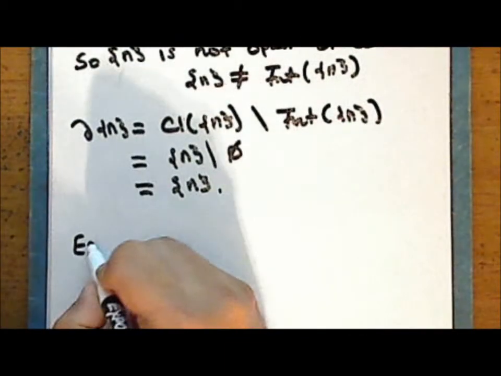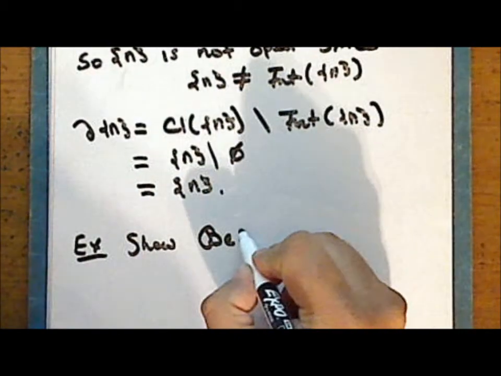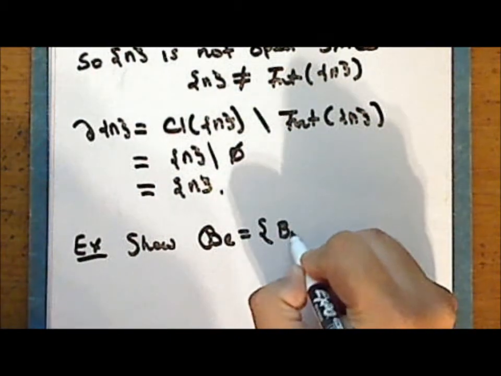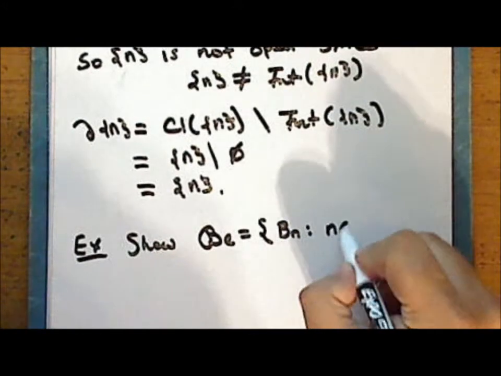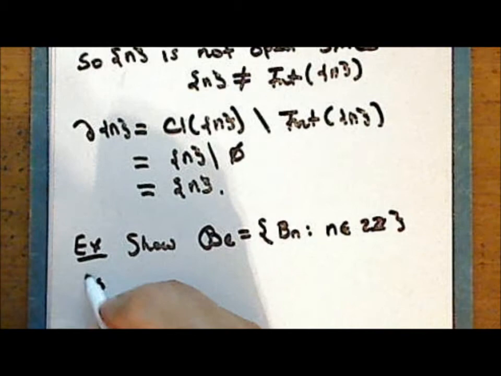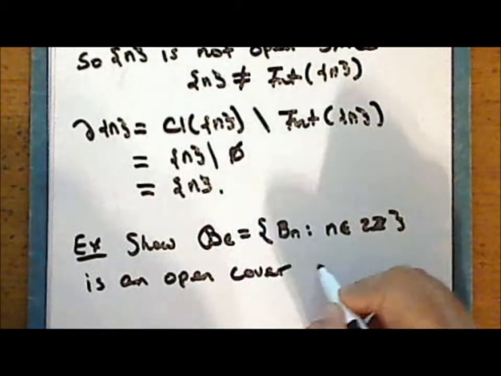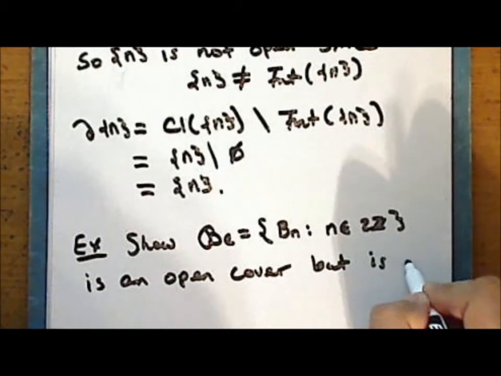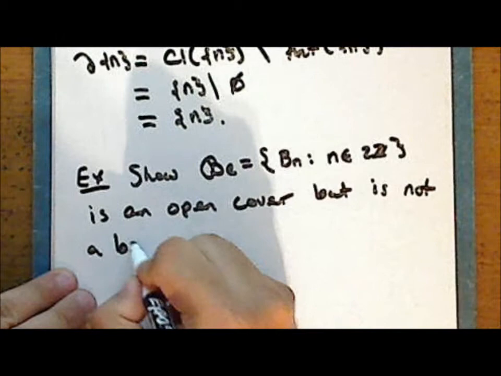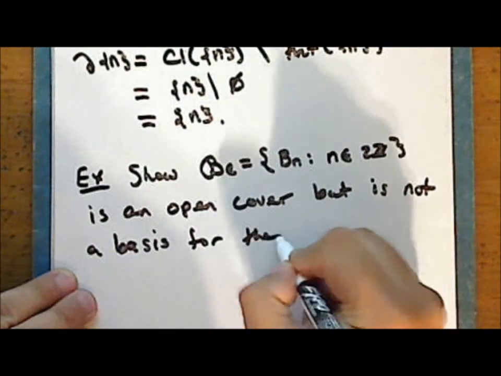So as an exercise, show that the collection script B sub E, consisting of the basis elements for the even integers, is an open cover, but is not a basis for the digital line.